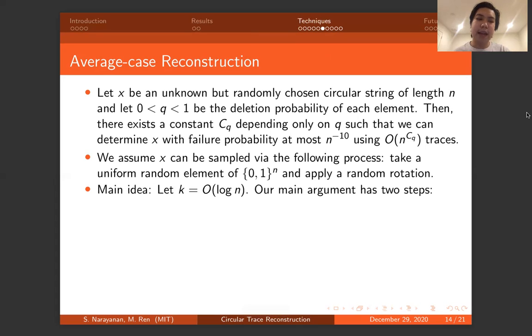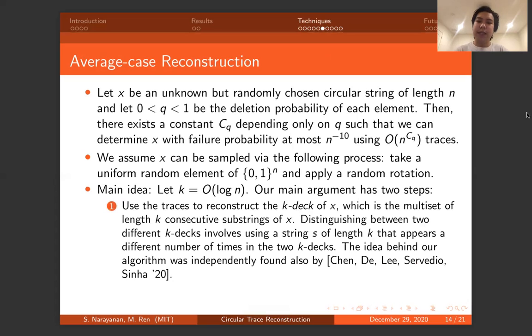So the main idea is to let k be some integer on the order of log n, and we're going to use the traces to recover what is called the k-deck of x. This is the multiset of length k consecutive substrings of x.